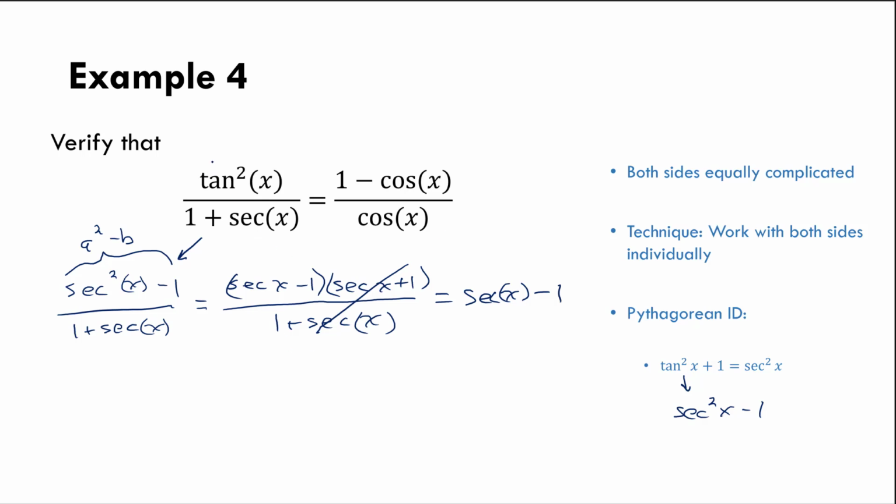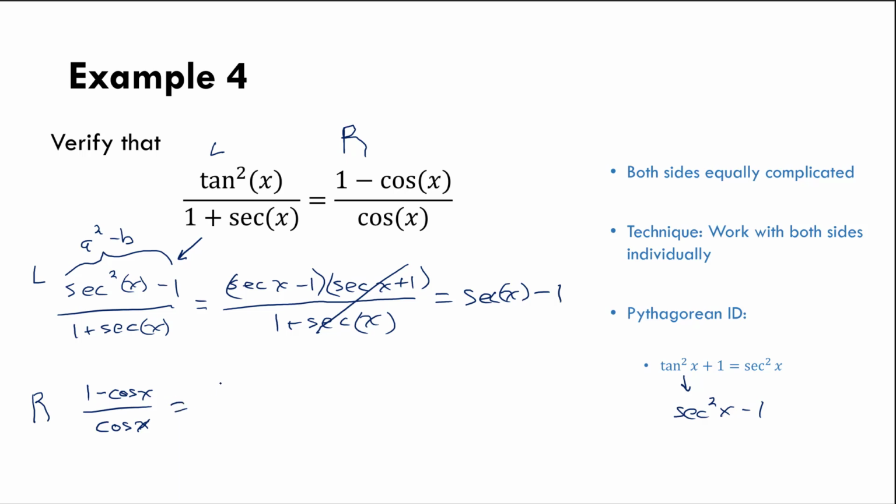So that was this left-hand side here. Now let's take a look at the right-hand side. Our right-hand side is a little bit easier. I just can simplify. I've got 1 minus cosine of x over cosine of x.